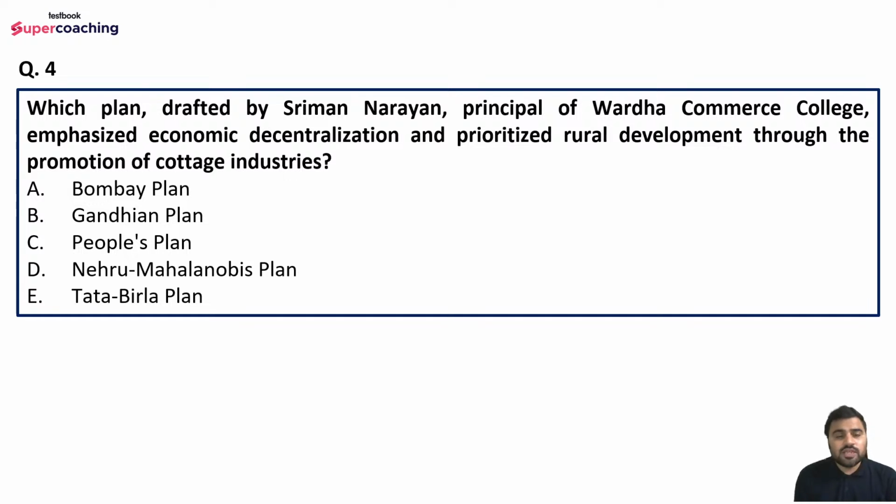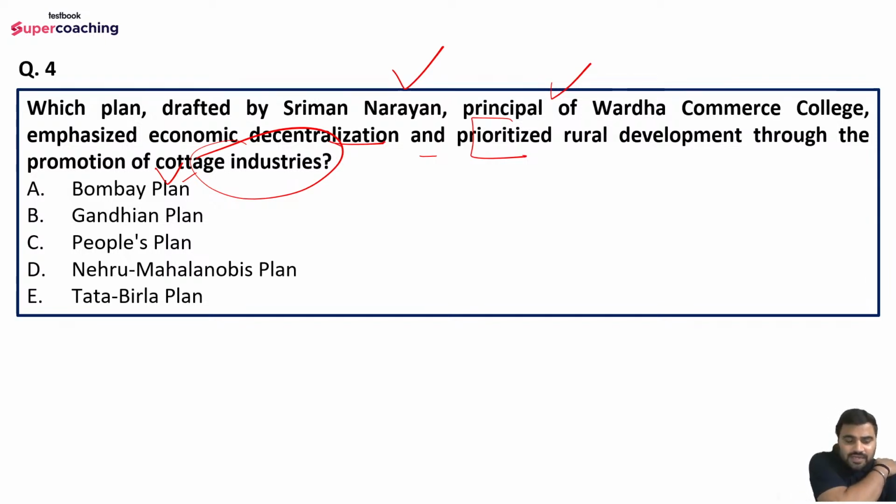चलिए. Moving on to question number fourth. Question number fourth is, which plan drafted by Shriman Narayan, principal of Wardha Commerce College, emphasized economic decentralization and prioritized rural development through the promotion of cottage industries. Options are Bombay Plan, Gandhian Plan, People's Plan, Nehru Mahalanobis Plan and the Tata Birla Plan.